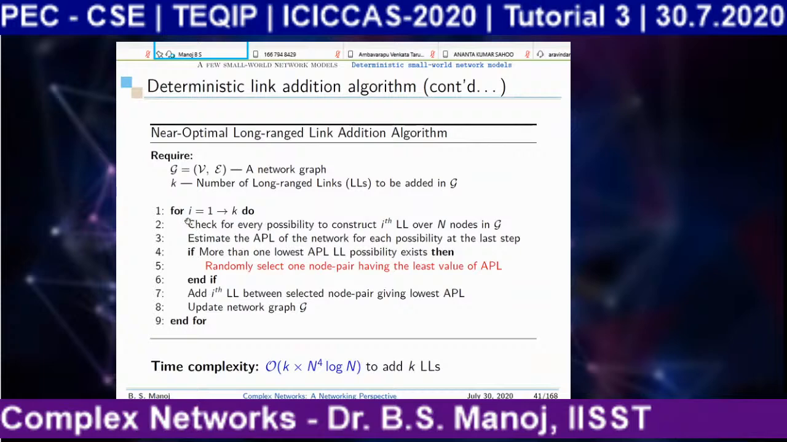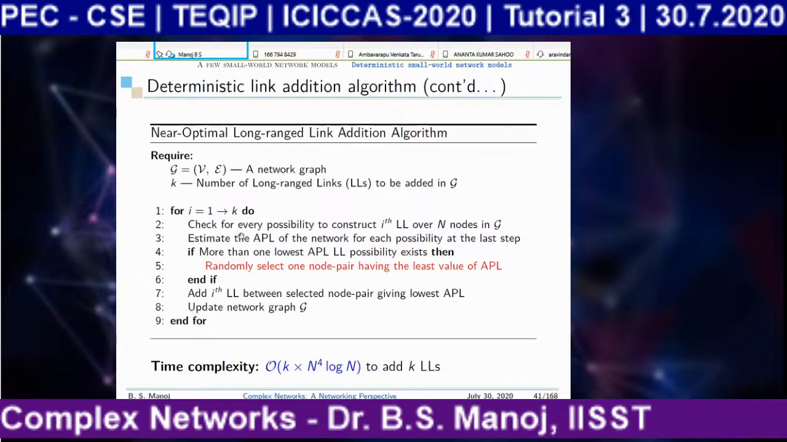The algorithm is very simple, and I'll just explain it very quickly. For adding k links, you take a loop from 1 to k, and the ith LL is to be added. This ith LL is added based on the APL resulting from the addition of this link over every pair of nodes. Which means the network will compute the APL if this ith link is added to every possible pair, and find the pair where the addition gives the lowest APL. Then, if there are multiple such solutions, randomly pick one and go ahead with it.